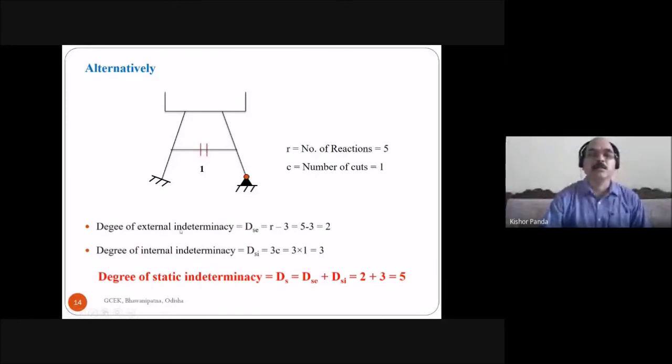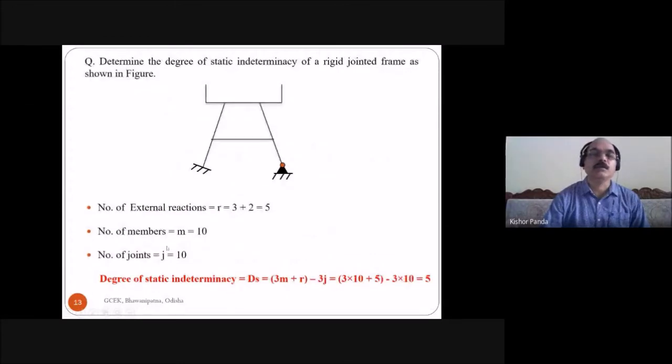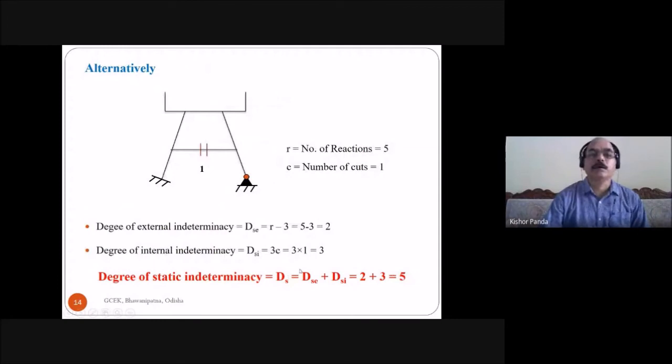Then the degree of external static indeterminacy is equal to R minus 3, 5 minus 3, which is 2. Then the degree of internal static indeterminacy is equal to 3C, and C is the number of cuts here, 1. 3 into 1 is equal to 3. So the degree of external static indeterminacy plus the degree of internal static indeterminacy, 2 plus 3, is equal to 5. So either using this formula or this formula, you can find out the degree of static indeterminacy.